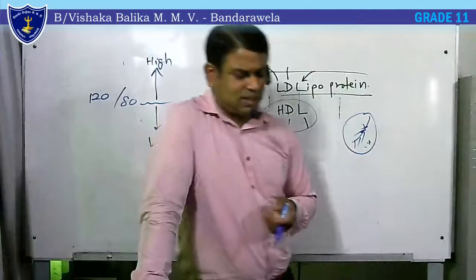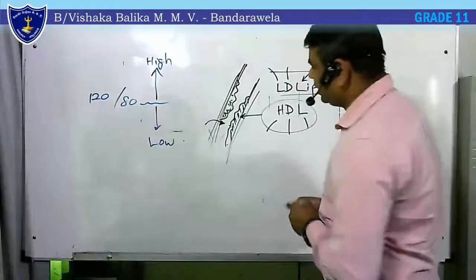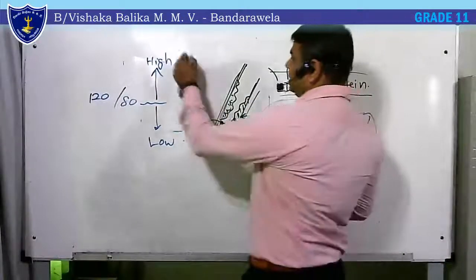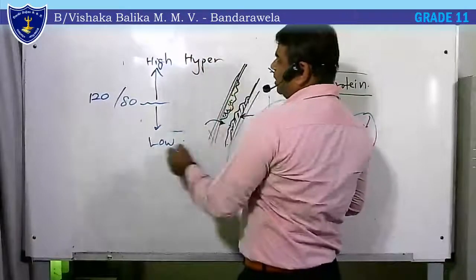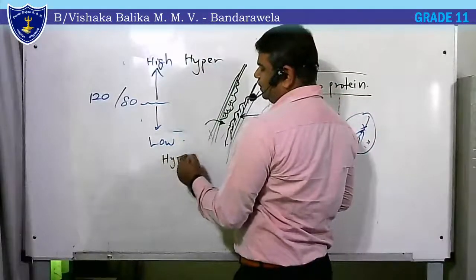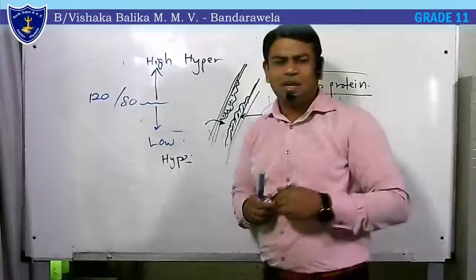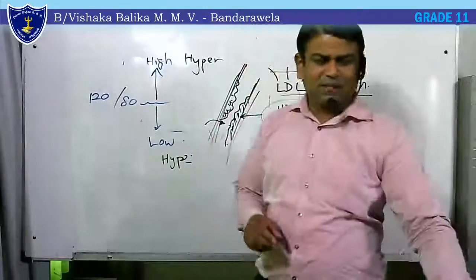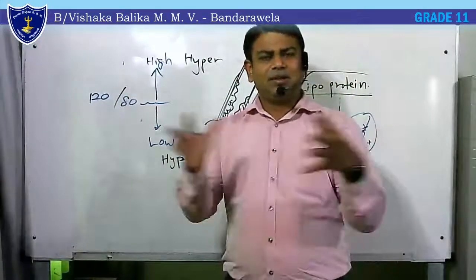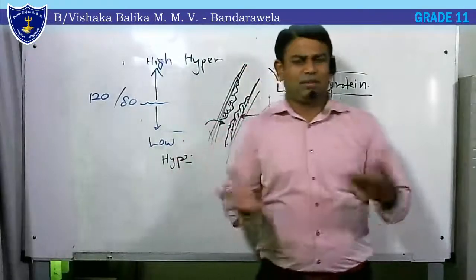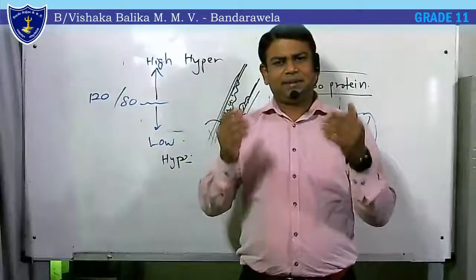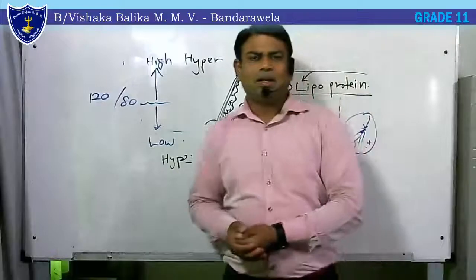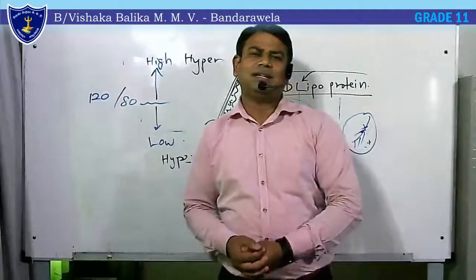Hypertension and hypotension. Hypertension occurs due to the reduction of the volume. Hyper means high blood pressure, hypertension. Low blood pressure is called hypotension. Hypotension can occur especially due to aging. The elasticity of blood vessels increases, and due to the increase of elasticity, the volume increases. When volume is increasing, pressure decreases. That's what is happening. Therefore, hypotension takes place. Hypotension means low blood pressure.